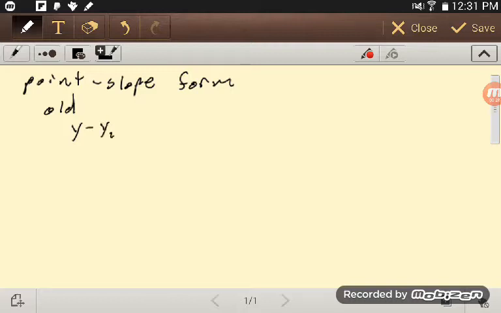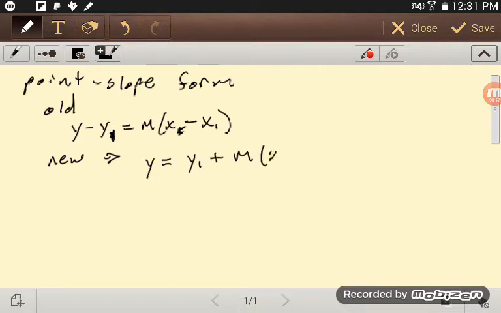the textbook shows something like this: y minus y1 equals m times x minus x1. Okay, so we have that. Well, that's fine, you can remember that. But new, what I want you to think of is y equals, and we can still go with the y1 plus m times x minus x1.